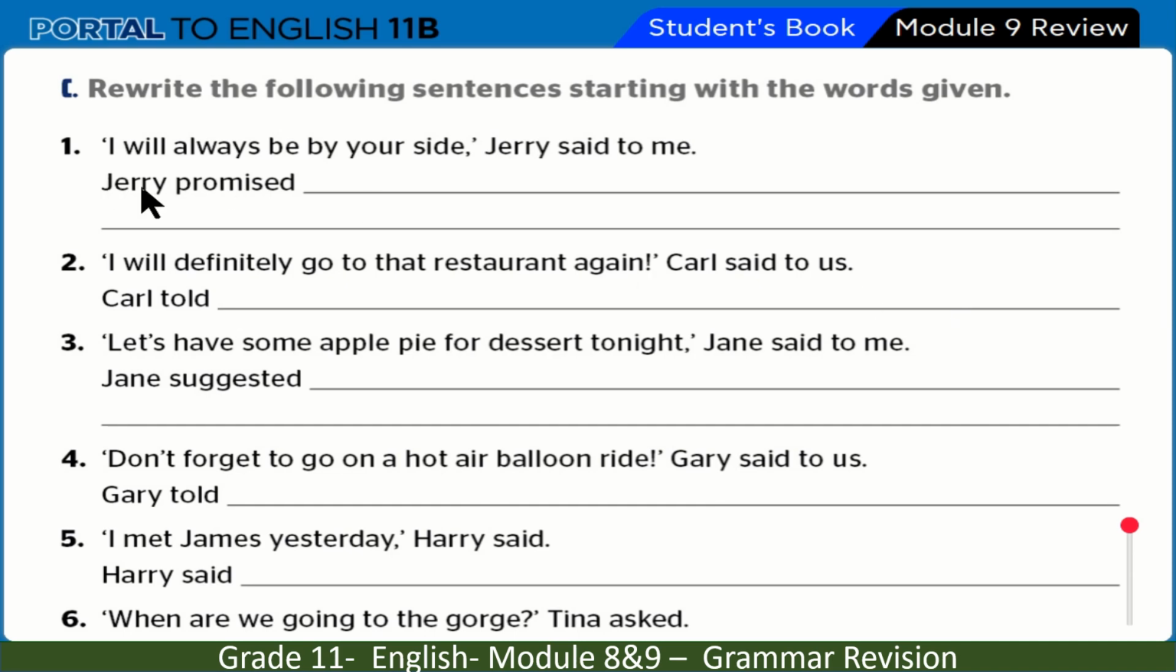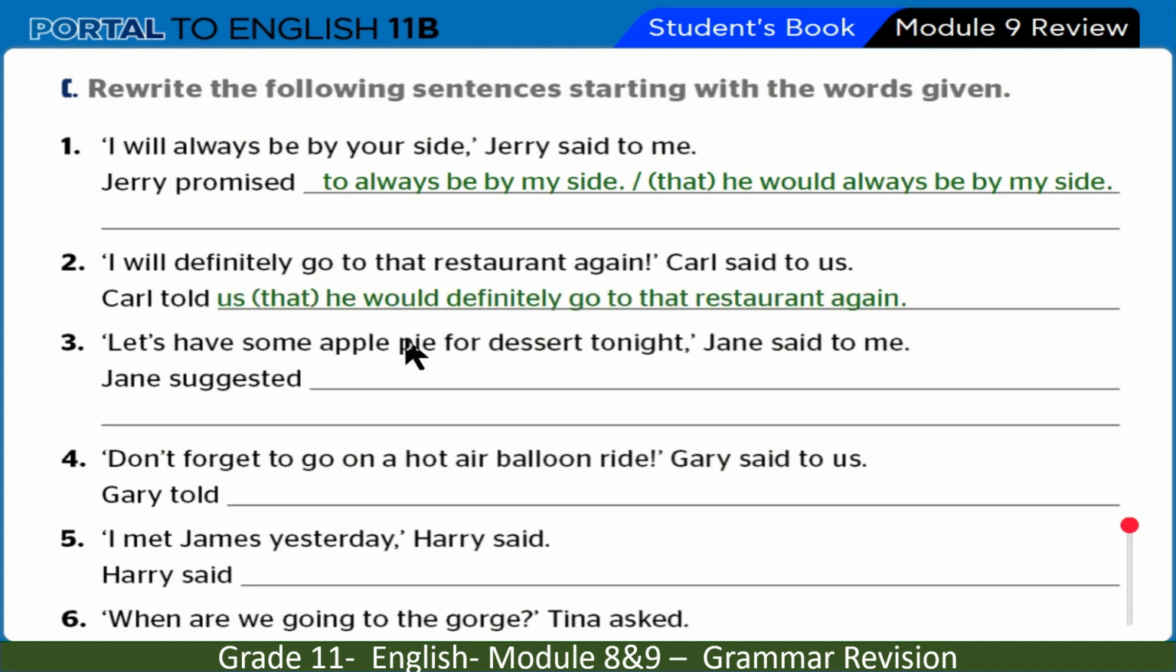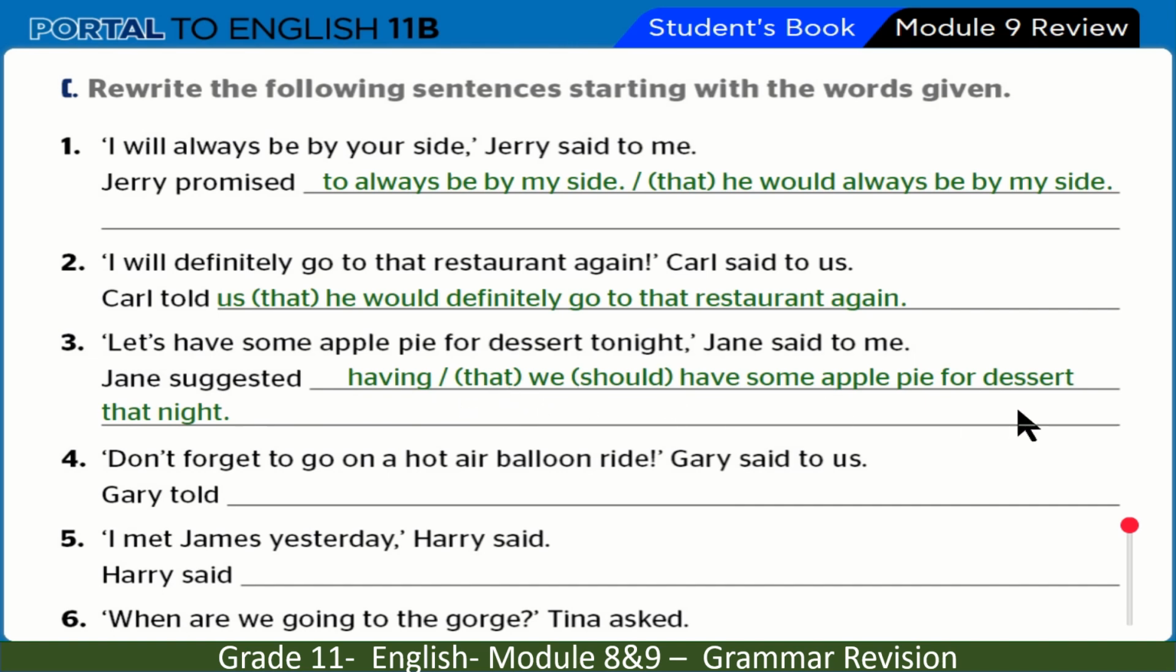So number 1, Jerry promised to always be by my side, or if you want to use the word that, he would always be by my side. Number 2, Carl told, so I'm sure you changed will to would here. Great. Number 3, Jane suggested, the verb suggest, if you use it, you should use the gerund or the ing form after it, or if you want to use that, you go in the ordinary way.